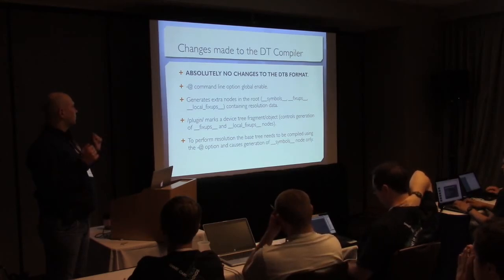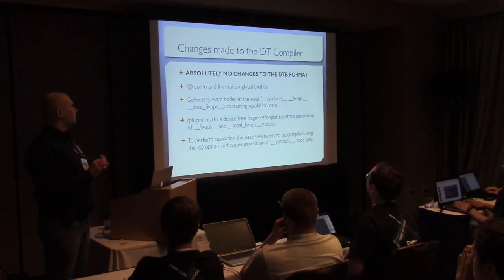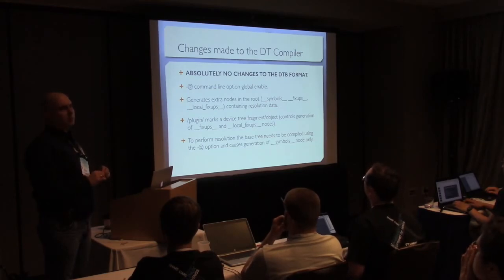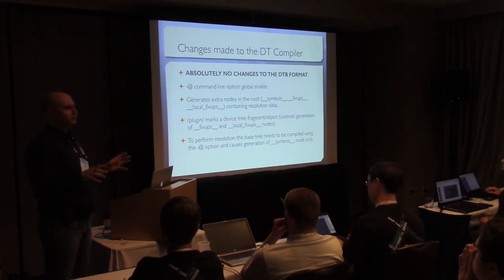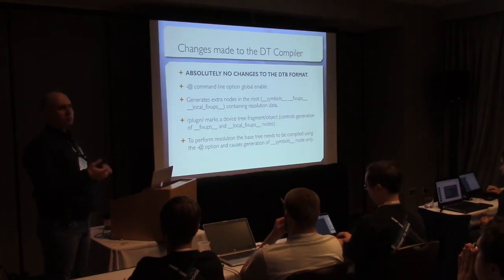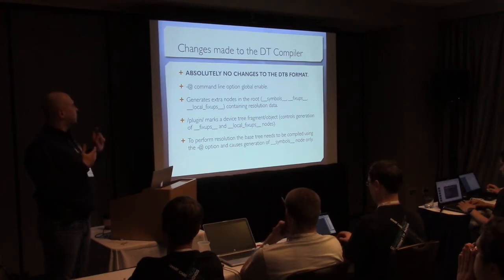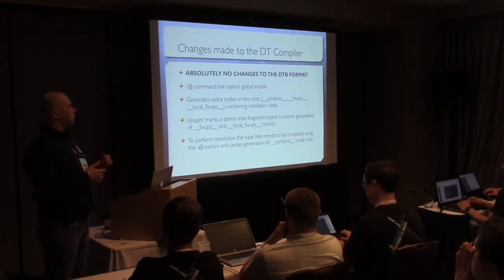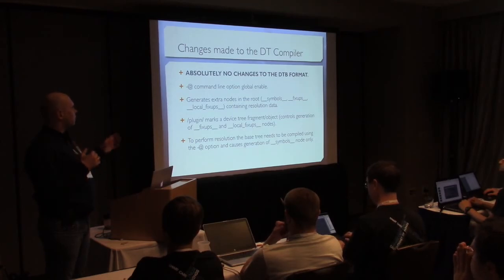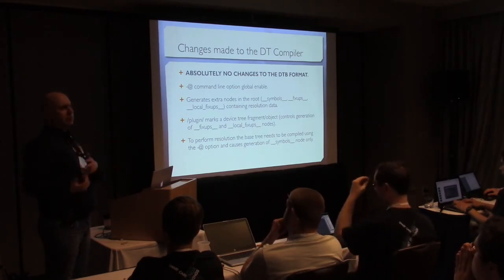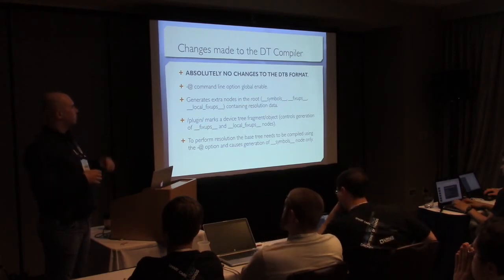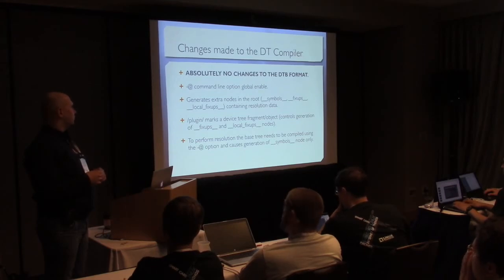One of the goals would be not to change the device tree blob format at all, because if you change the format, then you need to change all the ecosystem that uses it. You need to change every bootloader, every tool that actually modifies it. So there shouldn't be any changes to the device tree format. That's why I used the device tree to hold that information as extra nodes that are prefixed by underscores. And those nodes contain resolution data.